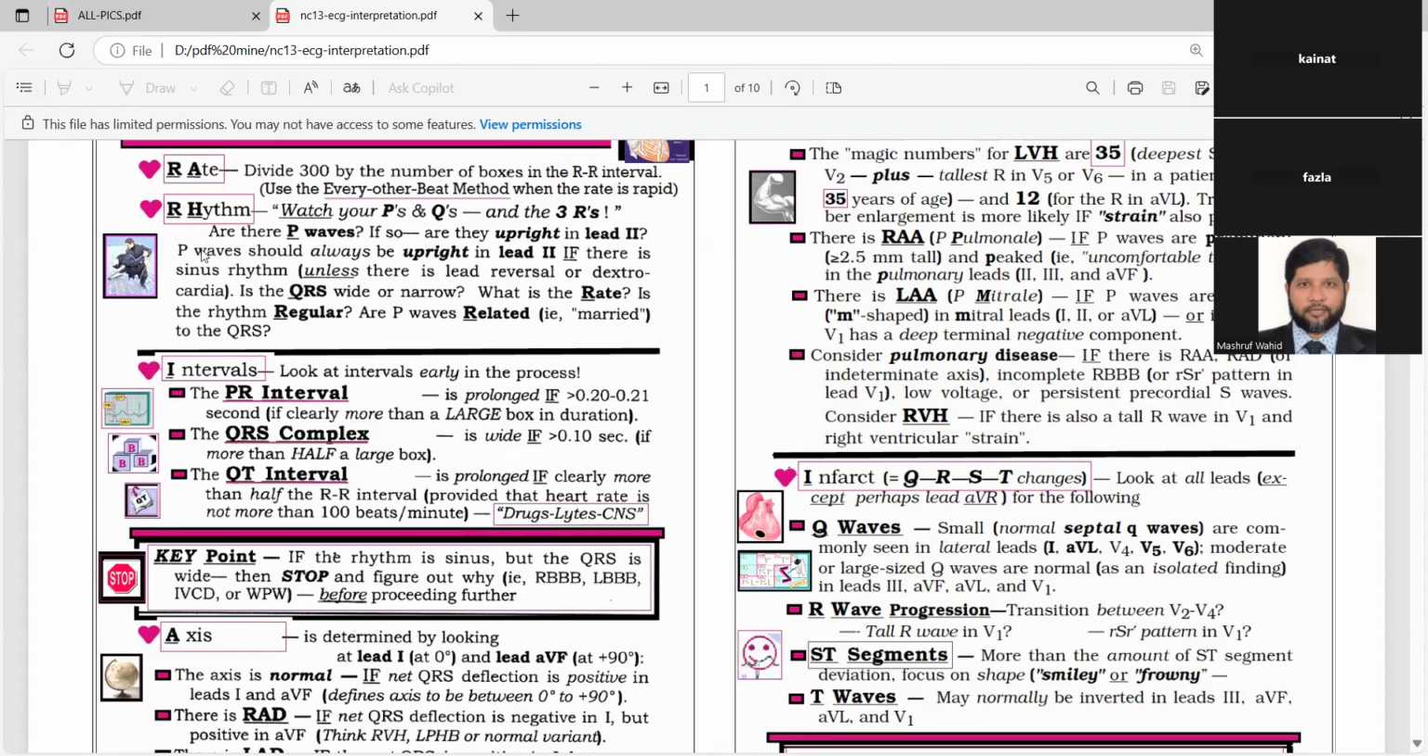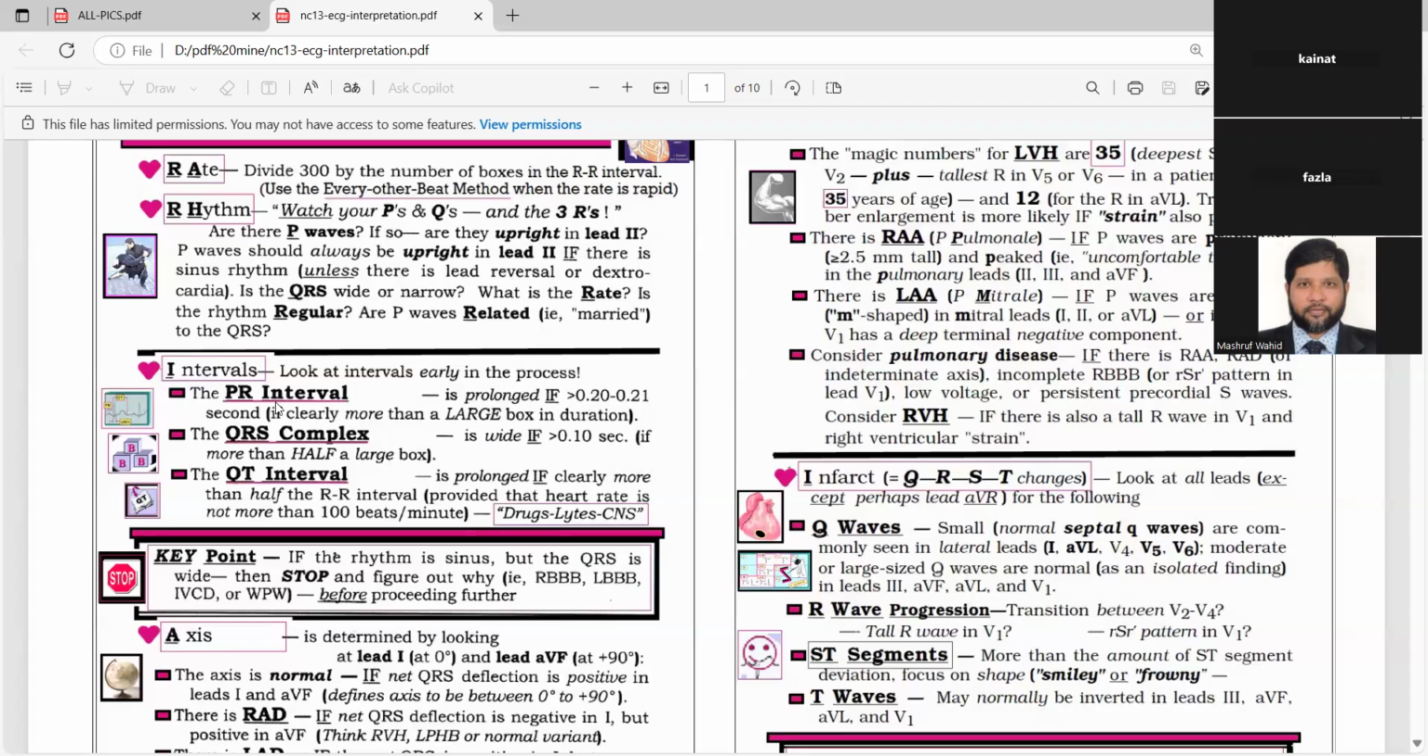Simple. Then comes the rhythm. For me, I understand that if you are able to calculate the R to R boxes and the next R to R boxes, that will help you to figure out the rhythm, and whether it is regular or irregular by looking at that one.